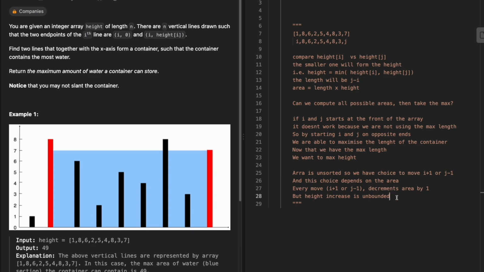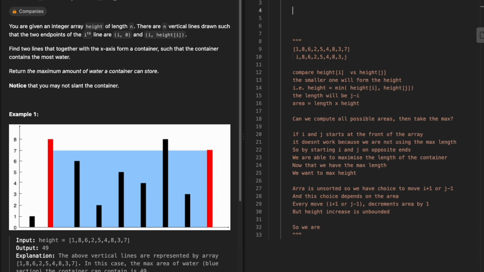So we are essentially maximizing the length of the container. I mentioned this here. Okay. So let's just go right ahead and do this. i, j equals 0, length of height minus 1.